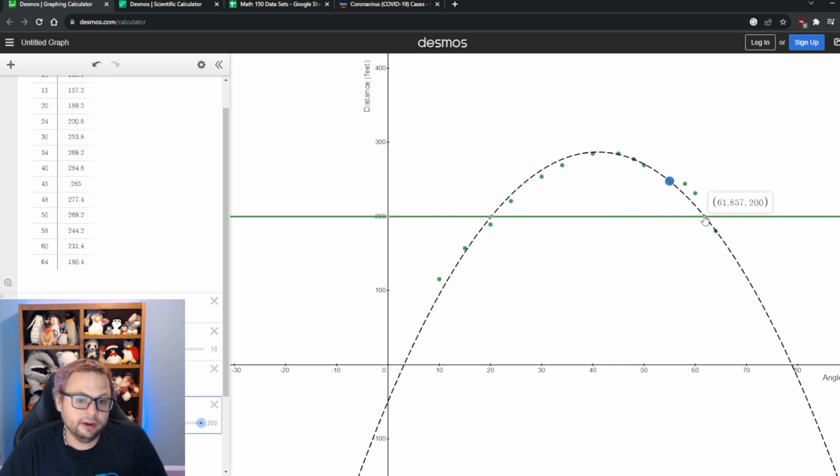And so you'll notice here, if you're actually answering this question and you have Desmos open, have a graph in front of you, Desmos will just outright tell you, hey, this is what angle you should use. And then you've got your answer.